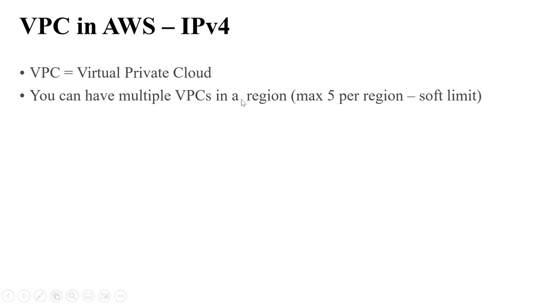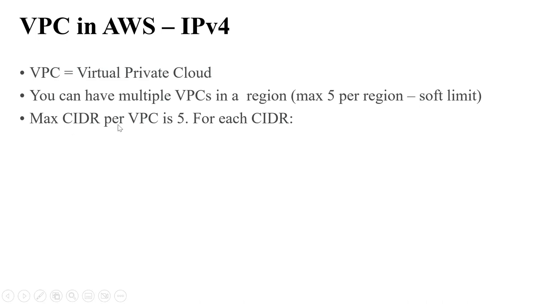You can have multiple VPCs in a region. Yes, in one region we can create multiple VPCs, but the maximum in that region is 5. That is a soft limit. That means in one region 5 VPCs we can create, but if more are required, then we can request it and get more as well. But the default maximum VPCs we can create in a region is 5.